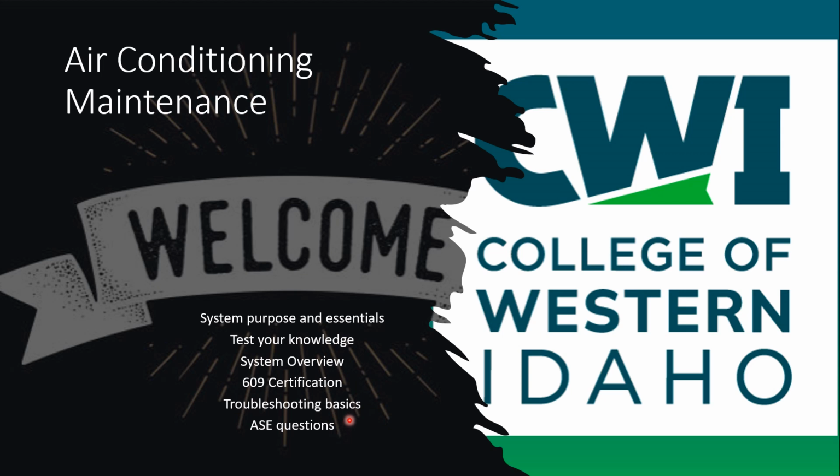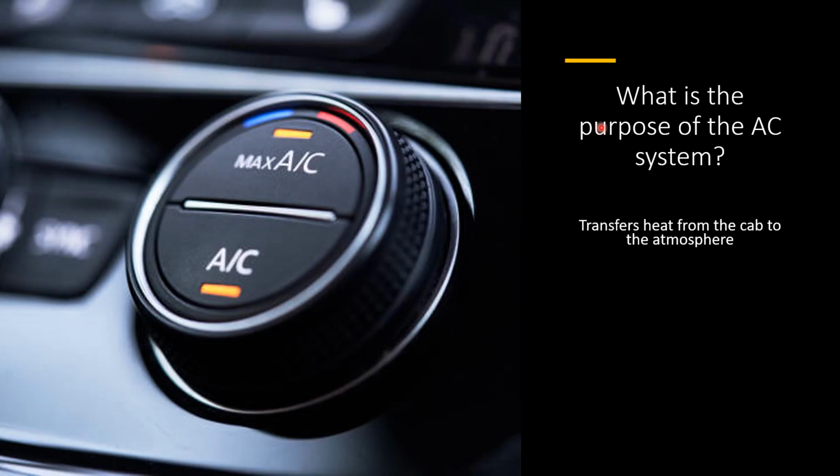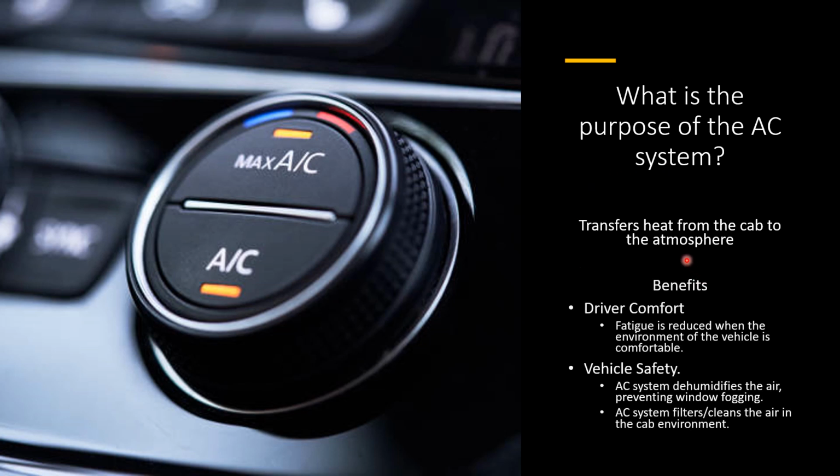So let's get started. The very first thing I want to discuss is what the purpose of the AC system is. That is to transfer the heat from inside the cab to the atmosphere, or outside. As we all know, heat cannot be removed. We cannot get rid of heat. All we can do is transfer it from one area to another, and that's what the AC system does. When it's doing this, it provides three benefits that are very important to understand.